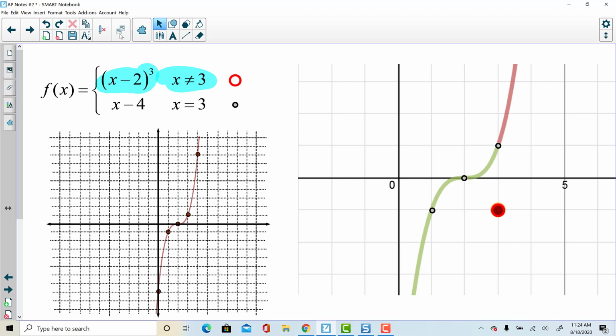Now remember, when x is 3, it's something else. So what I need to do is, for the graph of my x to the third function, I need to put a hole at that spot. There we go. So now when x is 3, you get negative 1. Again, I would probably put arrows on my x to the third function. Okay, there we go. And there's our graph.